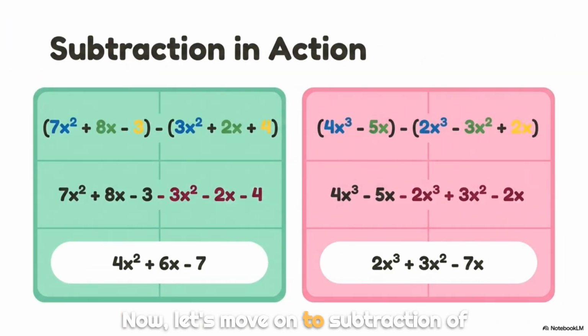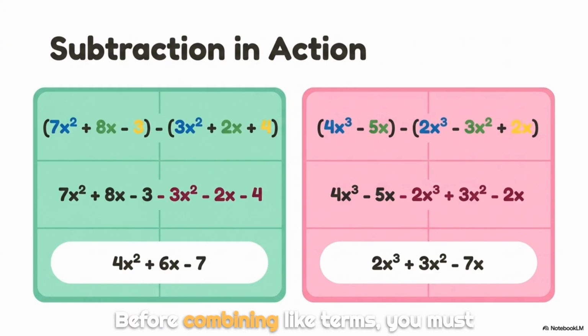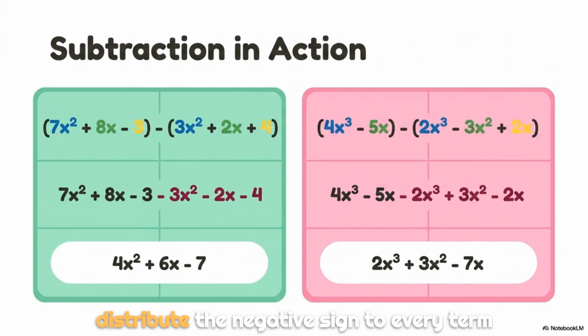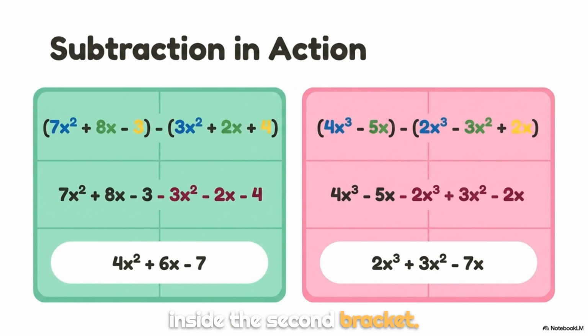Now let's move on to subtraction of polynomials. This is where many students lose marks because of one common mistake. Before combining like terms, you must distribute the negative sign to every term inside the second bracket. Let's look at this example.